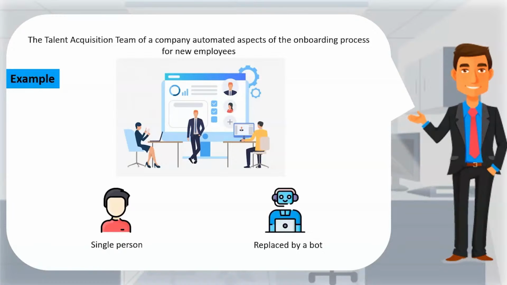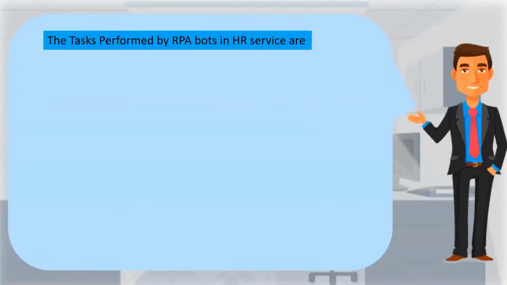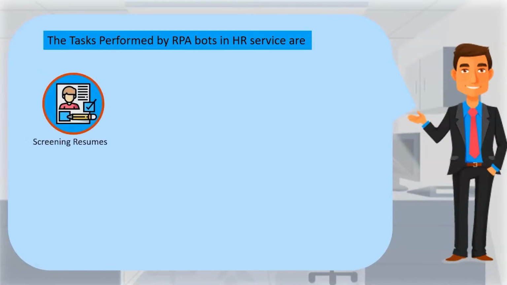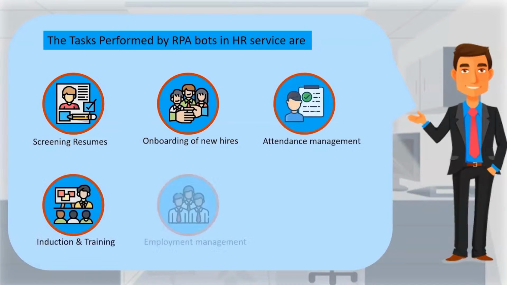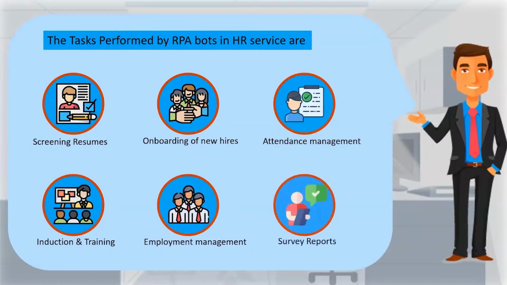With the implementation of RPA, the bot completed the onboarding paperwork in less time, allowing HRs to spend more time on corporate social responsibilities, hiring talent, initiatives, and improving a company's reputation. The tasks performed by RPA bots in HR service are screening resumes, onboarding of new hires, attendance management, induction and training, employment management, and survey report.